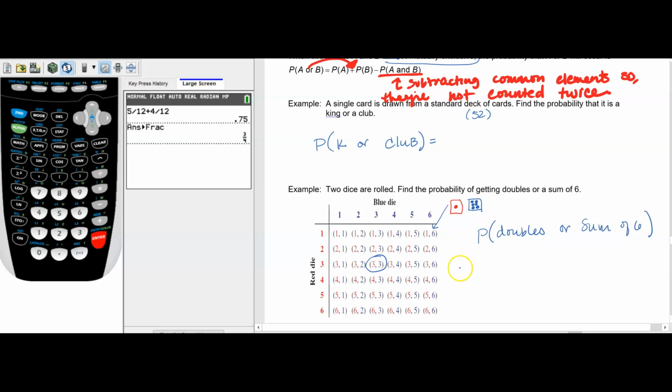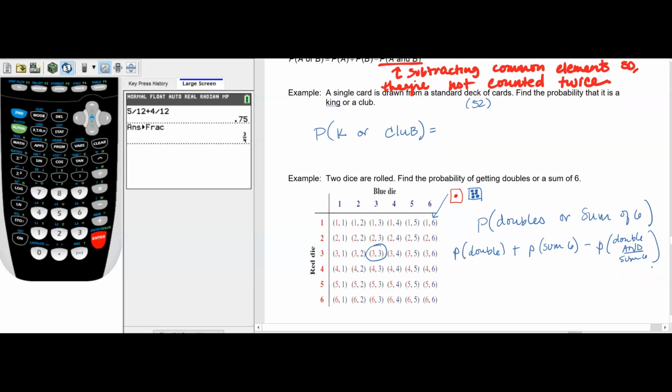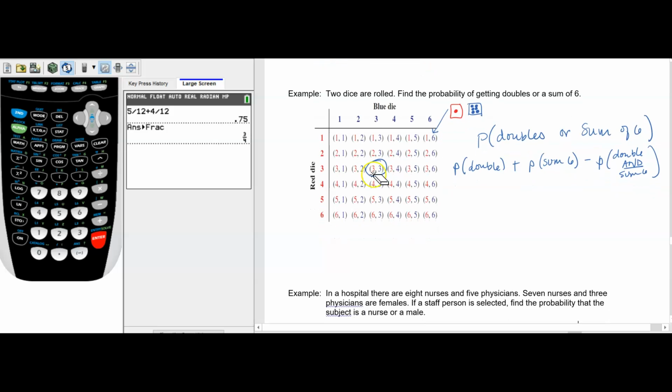So I'm going to use the formula: probability of A plus probability of B minus probability of A and B. Transferring that to this example, the probability of getting a double plus the probability of getting a sum of 6 minus the probability of getting a double and sum of 6. Let's use the formula first, and then we'll count, and I'll show you how you could do it both ways. So let's count the doubles here. There are 1, 2, 3, 4, 5, 6 doubles out of 36 choices.